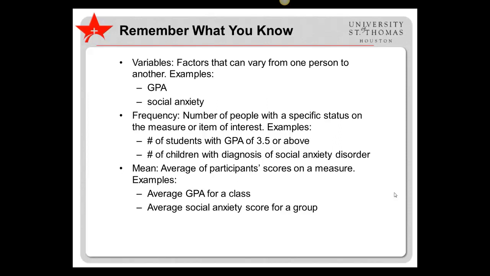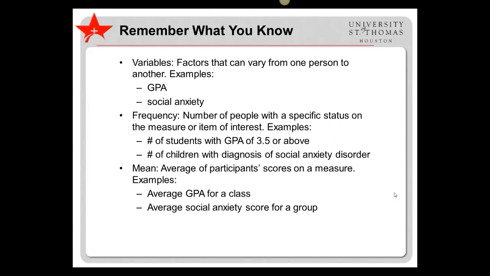Before we begin, let's review some key concepts that we've already discussed regarding working with data. Variables are factors that can vary from one person to another. Examples include GPA and social anxiety. Frequency is the number of people with a specific status on the measure or item of interest. Examples include the number of students with a GPA of 3.5 or above, and the number of children with a diagnosis of social anxiety disorder.